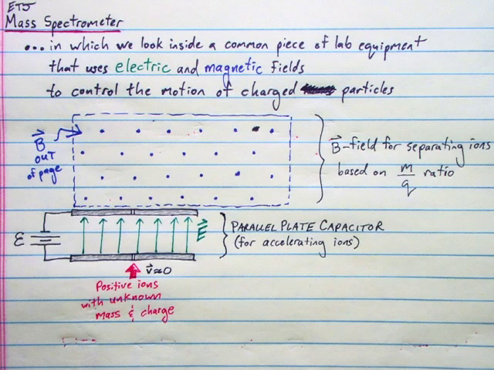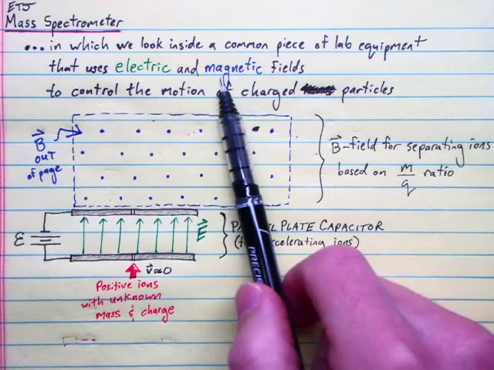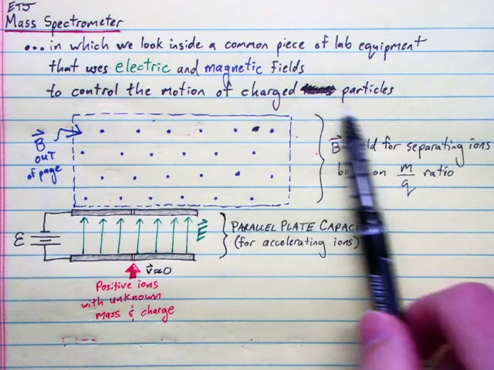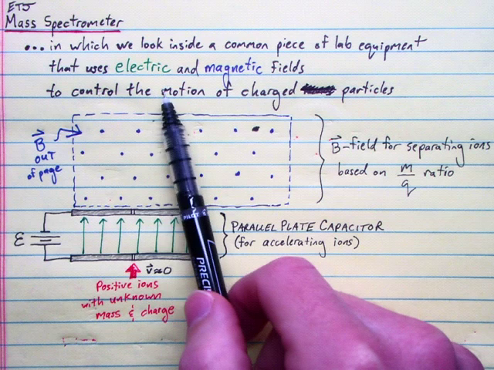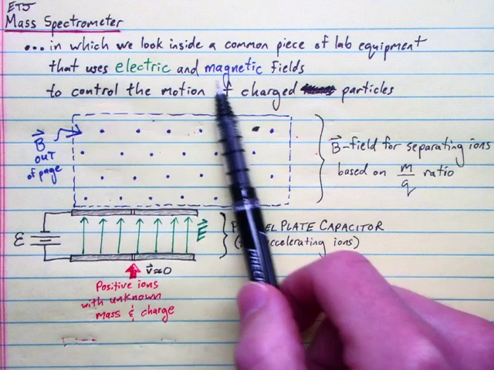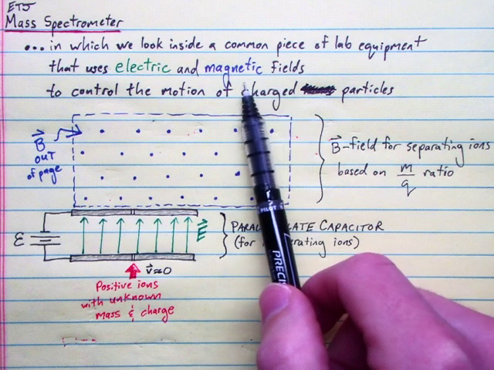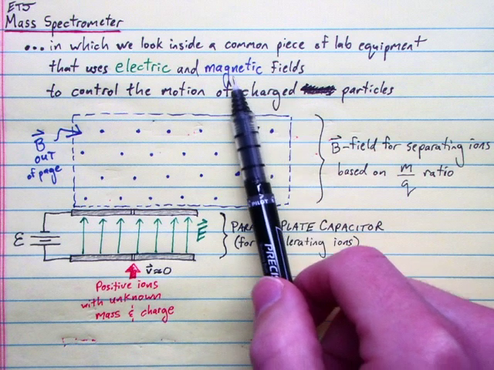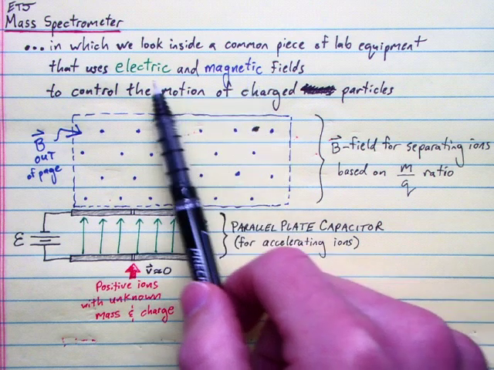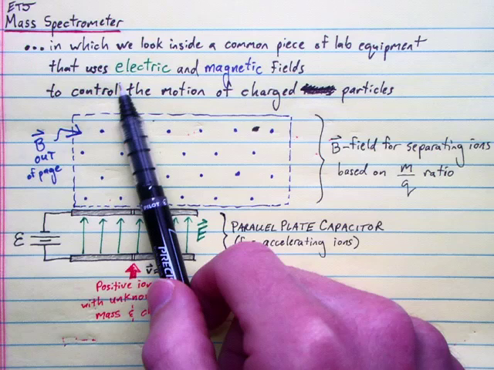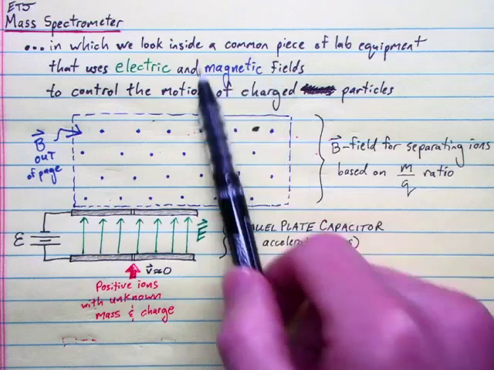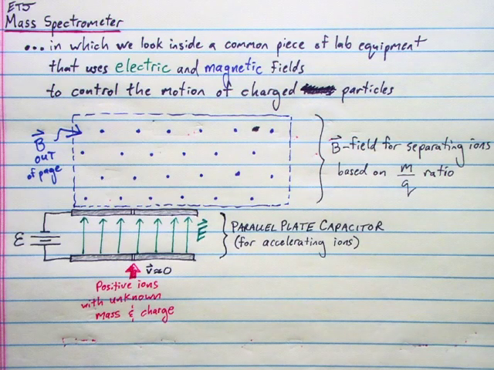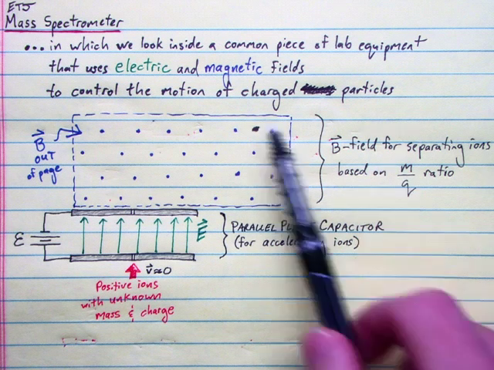Many devices use a combination of electric and magnetic fields to control the motion of charged particles. Electric fields, we know, can speed charged particles up and slow them down. And magnetic fields, while they do no work, can steer the particles, change their direction of motion. So between these two, between your accelerator and brake and your steering, we can attain very fine control over the motion of individual electrons or other charged particles.